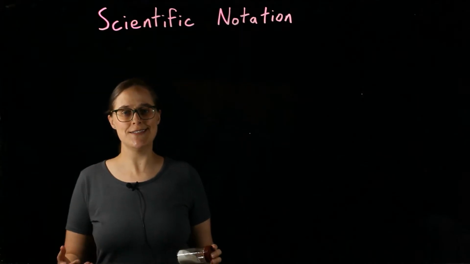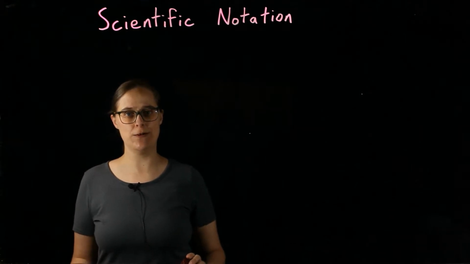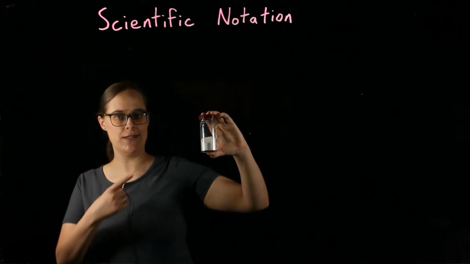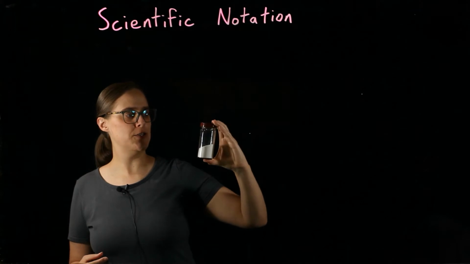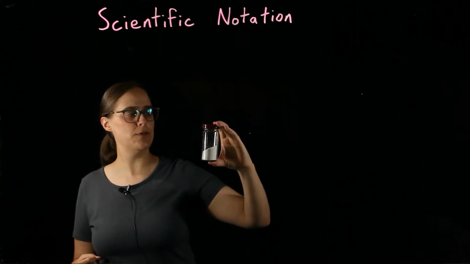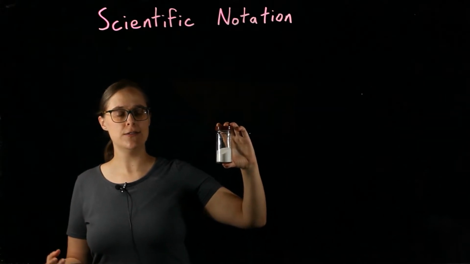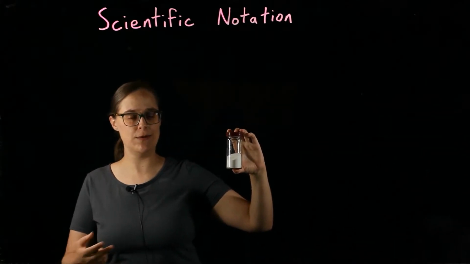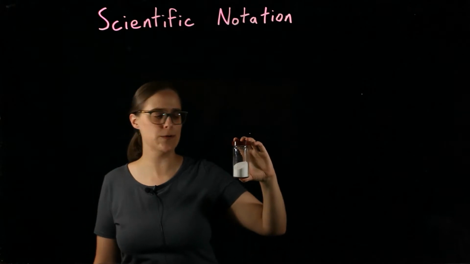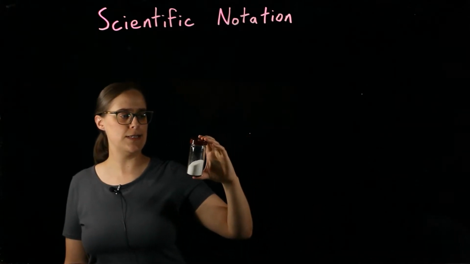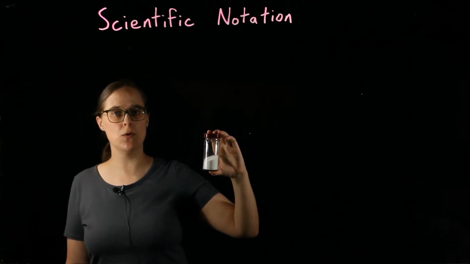So what is scientific notation and why is it important? I want to talk about the contents of this jar. This jar contains 58.4452 grams of sodium chloride. Sodium chloride is table salt. When you add salt to your food, you are adding sodium chloride. And this quantity can also be called 1 mole.